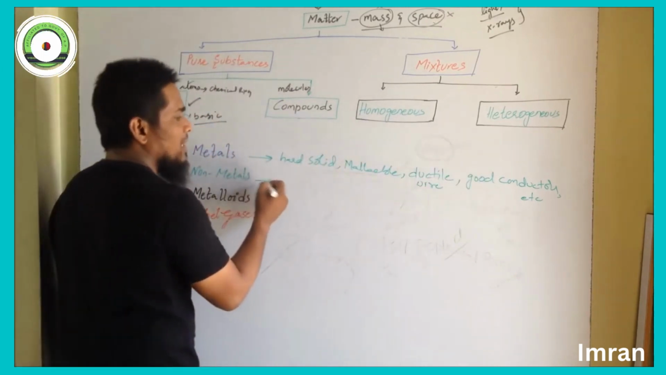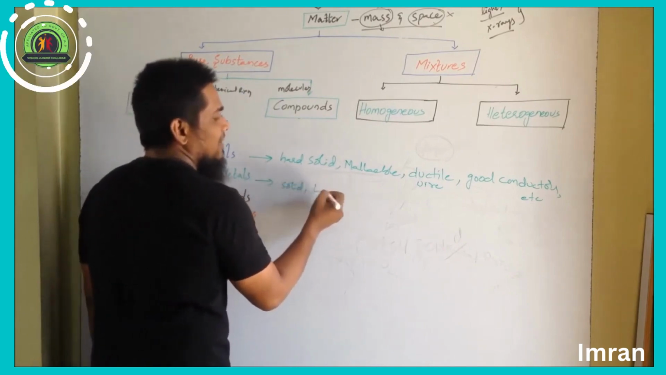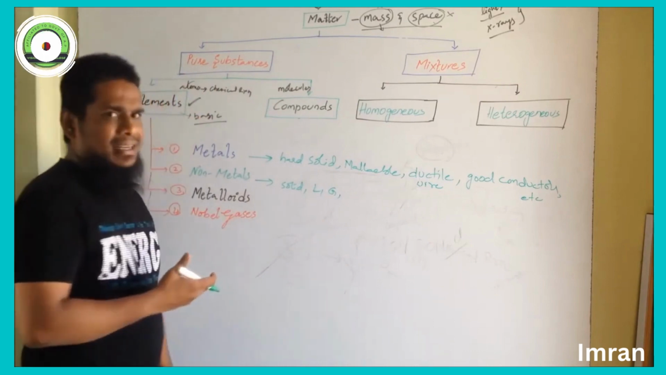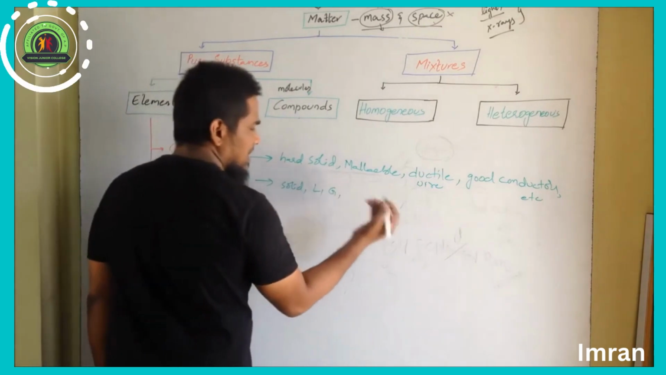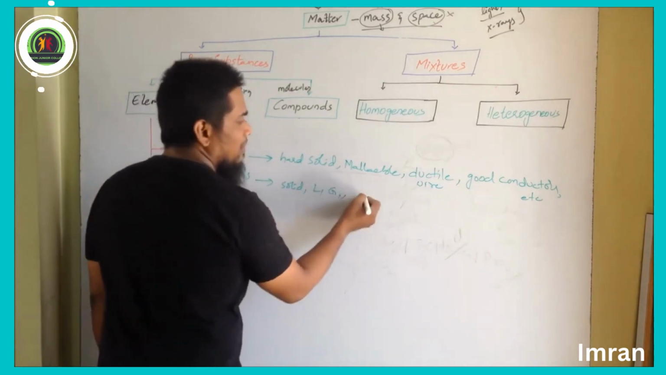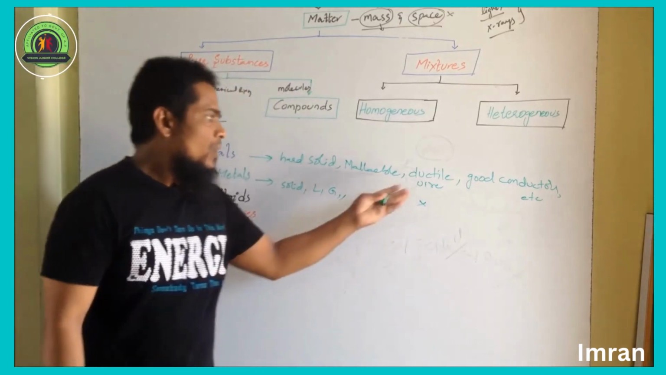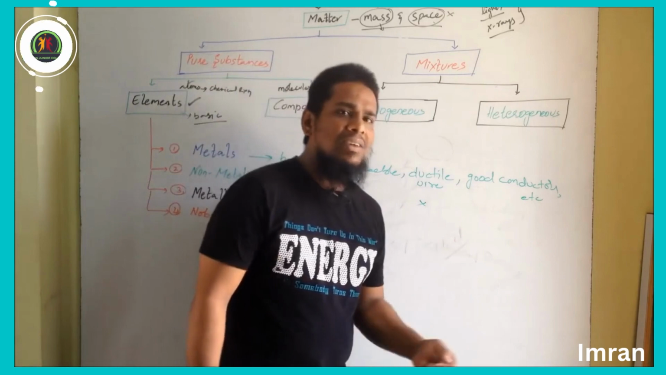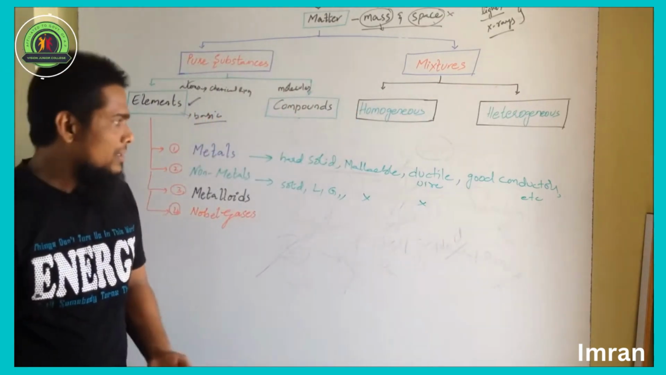Now coming to non-metals. Non-metals may be solids, they may be liquids, they may be in gaseous state also. I think there are around 10 non-metals present in the periodic table. They are not malleable. They are not ductile. You cannot convert them into wires. You cannot beat them into sheets. They are not good conductors of heat and electricity. They have generally low melting and boiling points.